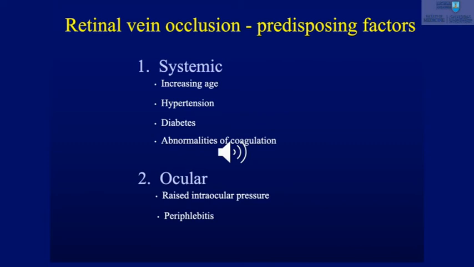The predisposing factors for retinal vascular occlusion are age, hypertension, diabetes, and abnormalities of coagulation. Locally, raised intraocular pressure and peripheral uveitis are other causes of retinal vascular disease.